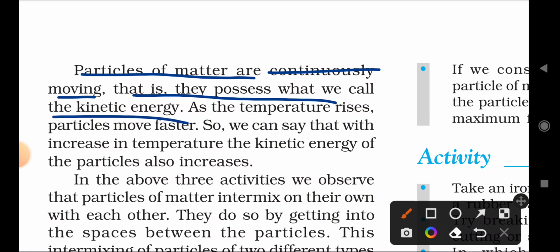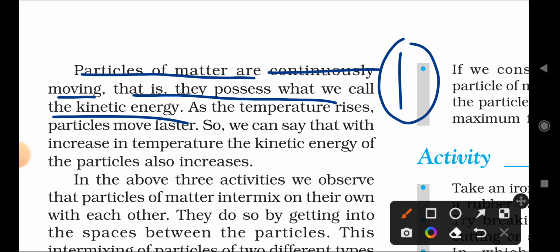From these three activities we concluded that the particles of matter are continuously moving. That is why the smell of the incense stick passes from one corner to another corner. That is why when you are in your home and your mother is making a tasty food while you are sitting in the hall, we can smell the food. The particles of the food are traveling continuously, that is why you are smelling that food. That is the simple example.